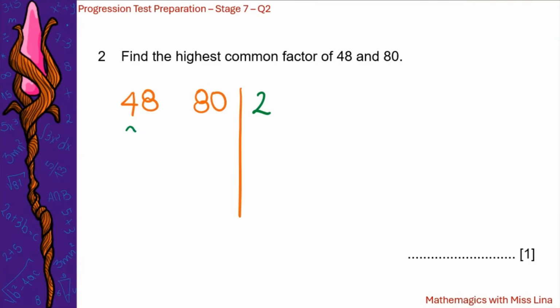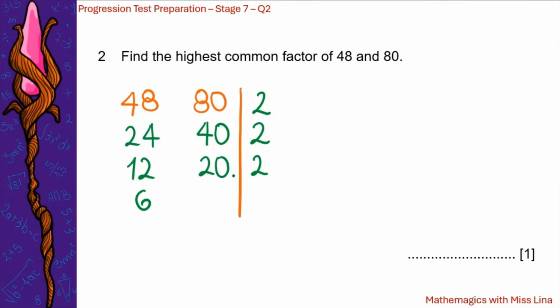48 divided by 2 is 24. 80 divided by 2 is 40. We can divide by 2 again. So 24 divided by 2 is 12. 40 divided by 2 is 20. We could keep dividing by 2. 12 divided by 2 is 6. 20 divided by 2 is 10.